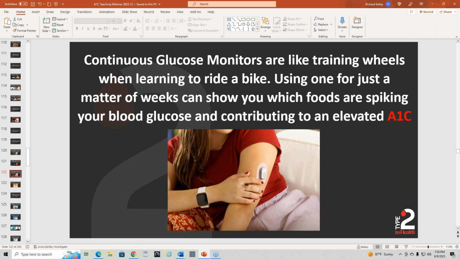And so you can learn a lot just within a week or two. You don't have to do it for multiple months at a time. Most people eat pretty standard. Most people eat habitually. We tend to eat the same things over and over again within our families. And so it doesn't take that long to learn which foods are actually elevating your blood glucose and elevating your A1C.